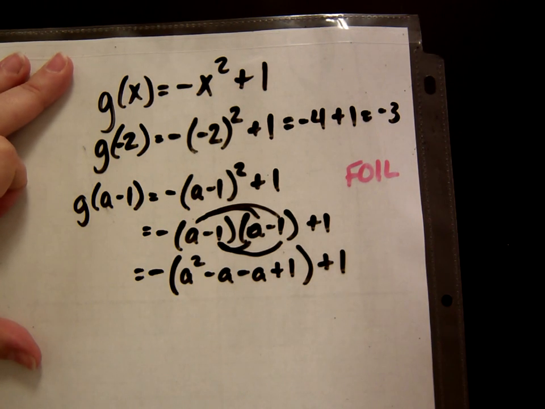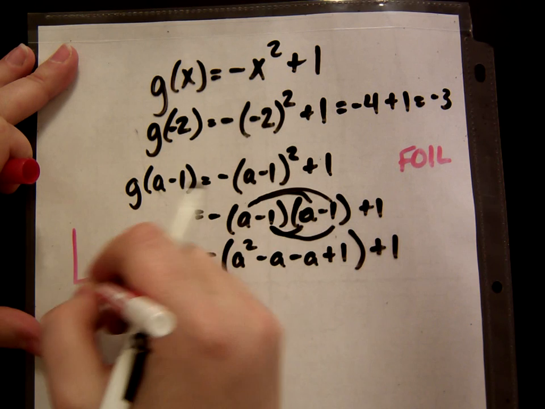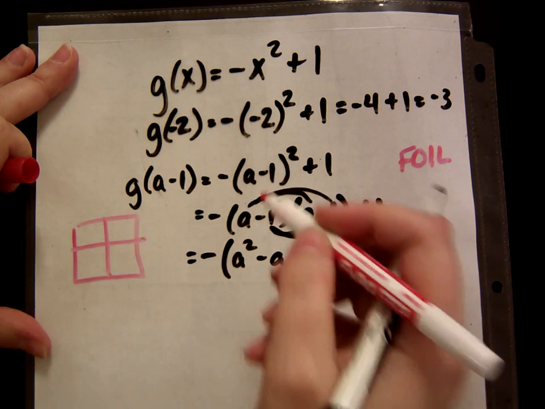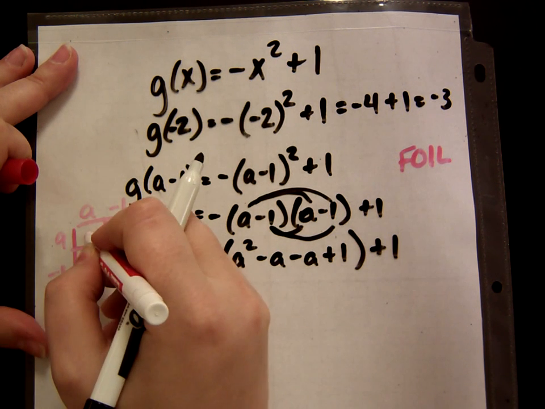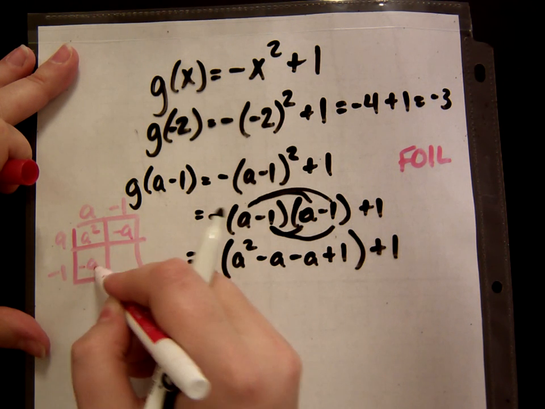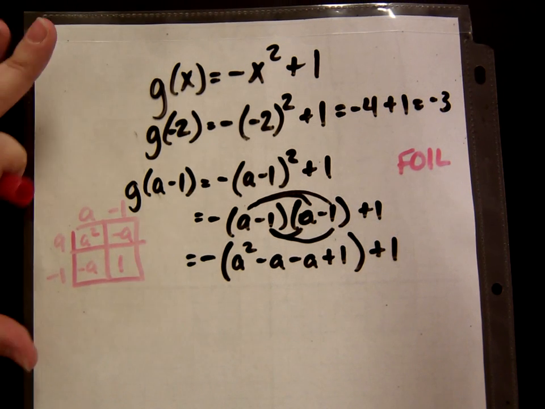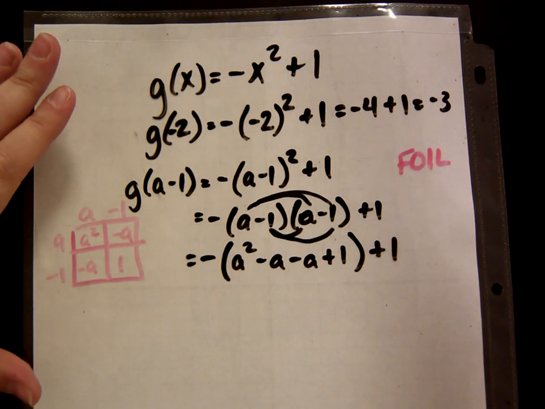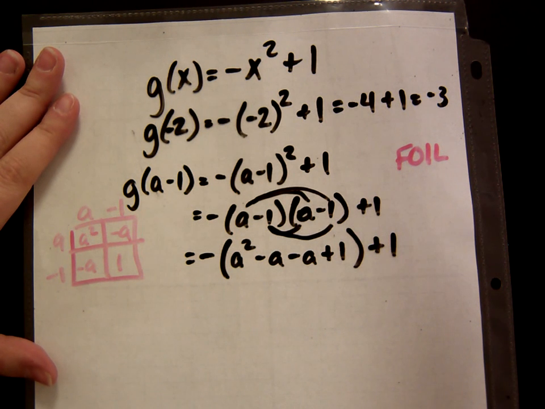The other way you can do it is the box method. Let me scoot it over. Box method is this. We have a minus 1, so a and negative 1, and a and negative 1. A times a is a squared. Here we get negative a, and positive 1. It's the same process, but it helps a lot of visual learners to put it this way. But you're doing the same process. So whichever way you end up choosing, you should get the same answer.